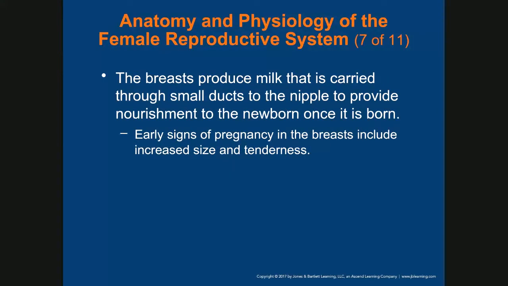The breasts produce milk that is carried through small ducts to the nipple to provide nourishment to the newborn once it is born. Early signs of pregnancy in the breasts include increased size and they become tender.